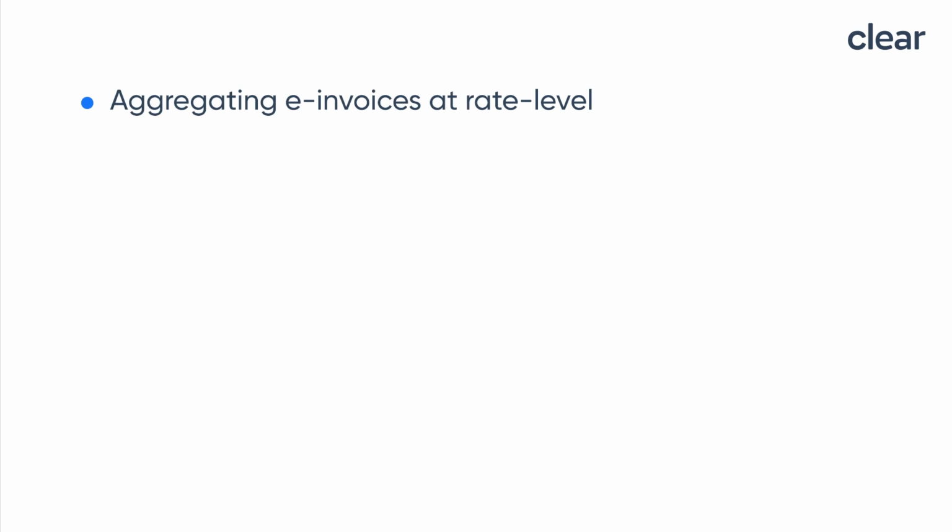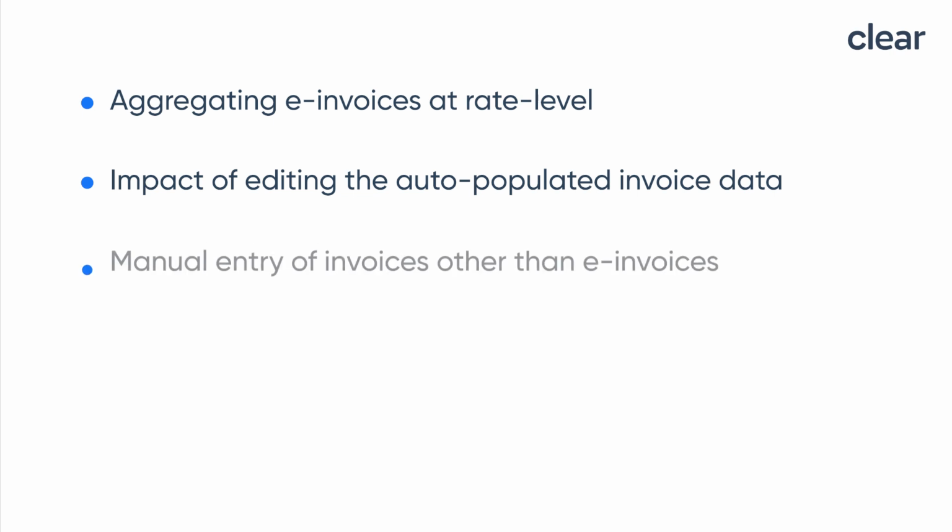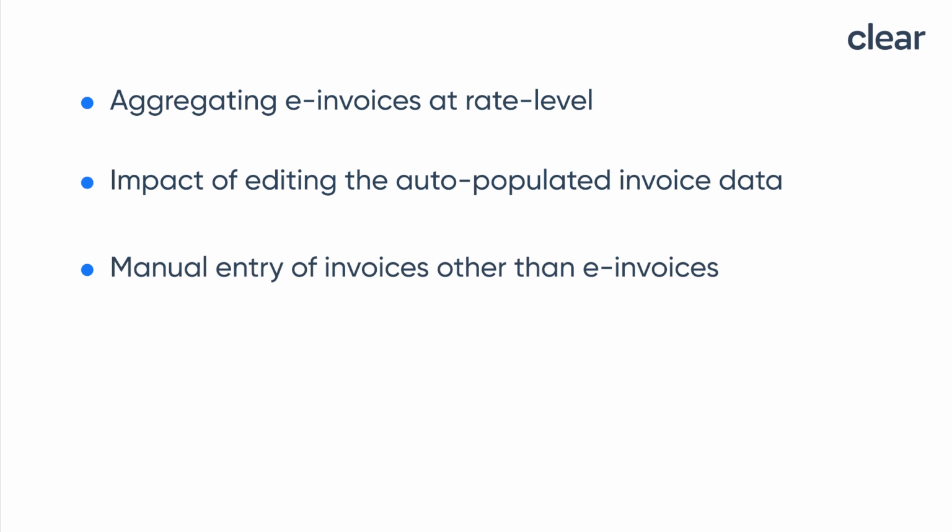GST portal aggregates the item level details reported in e-invoices at rate level while auto-populating it into GSTR-1. If you have edited the auto-populated data, fields such as source, IRN and IRN date fields will be deleted by the system. Also, they will be treated as if they were not auto-populated but separately uploaded by you. Thus, you have to edit the auto-populated data only if there are differences compared to actual data. The sales other than those reported on the invoice portal need to be manually entered in GSTR-1.